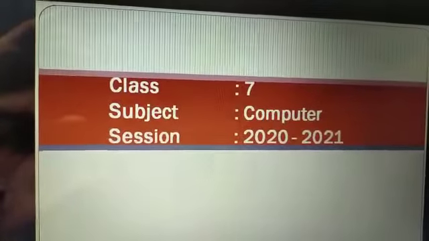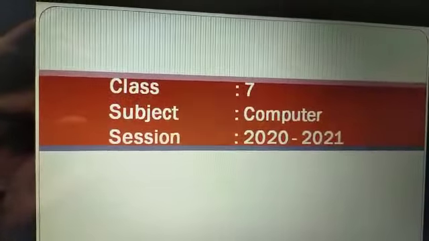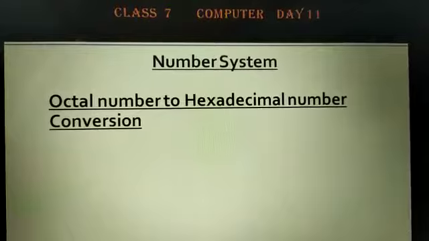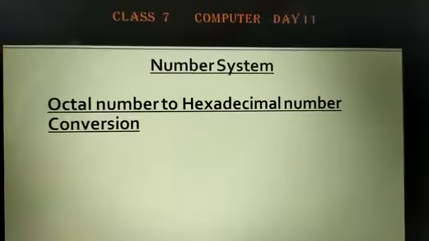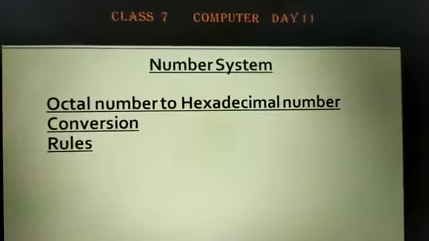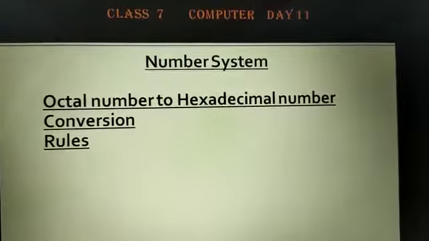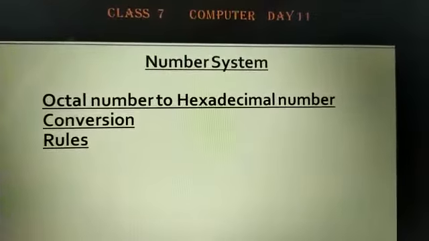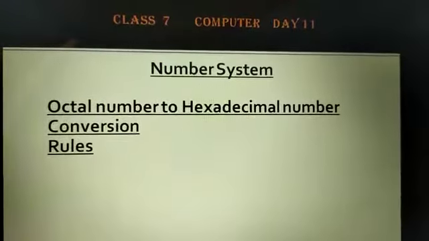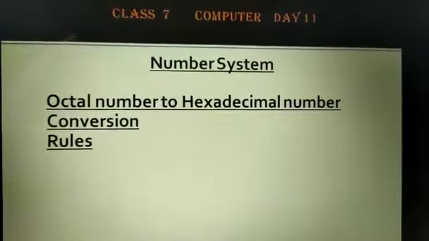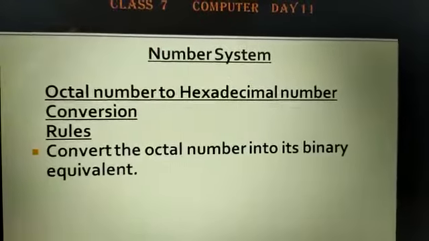So let's see what all new concepts you can learn today. Today in number system the topic is octal number to hexadecimal number conversion. As you know, for octal number we have 8 digits, so the base is 8, and for hexadecimal number how many digits are there? 16 digits are there, so the base will be 16. So let us go one by one and read the rules.